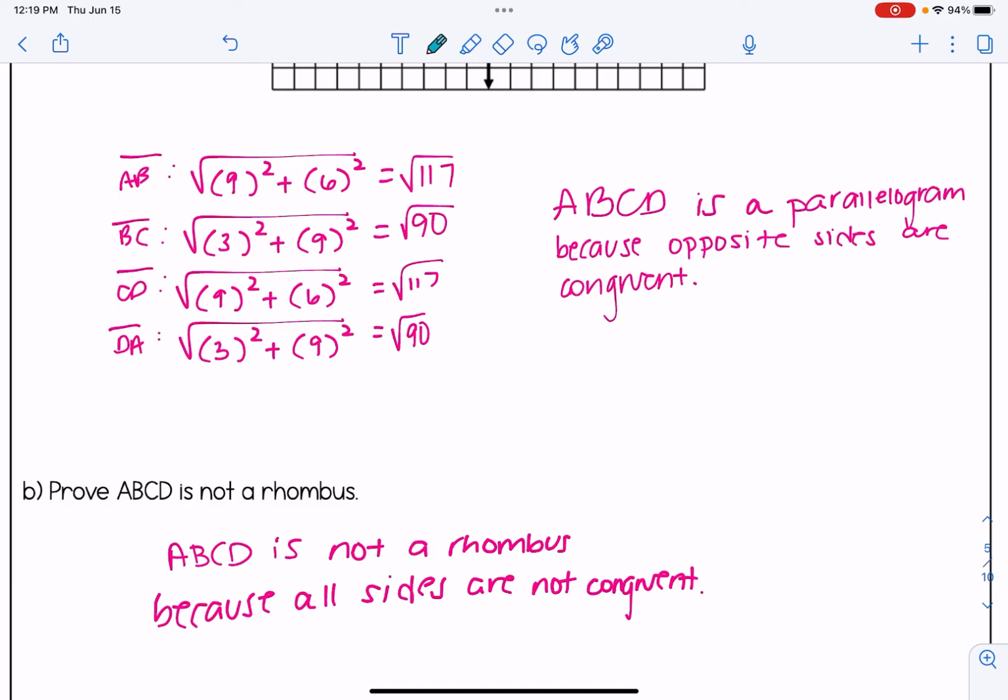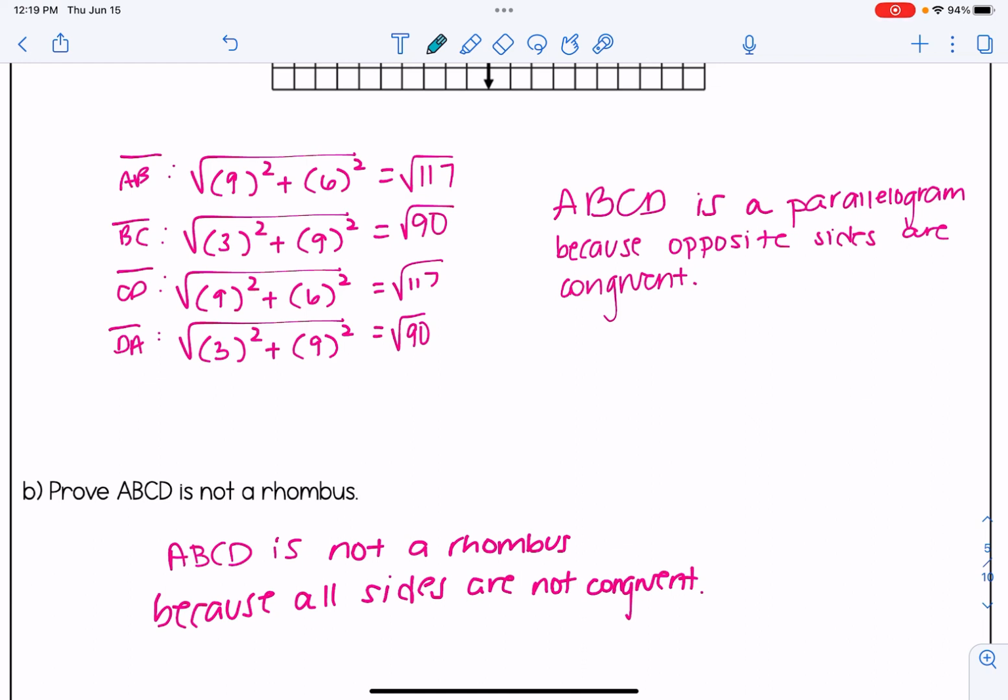prove ABCD is not a rhombus. When there's an extra part, sometimes you might need to do an additional calculation, but I already know in this problem that it's not a rhombus because I have found the length of all four sides and they're not all the same. So all I'm doing is just writing an extra sentence here and saying ABCD is not a rhombus because all sides are not congruent.